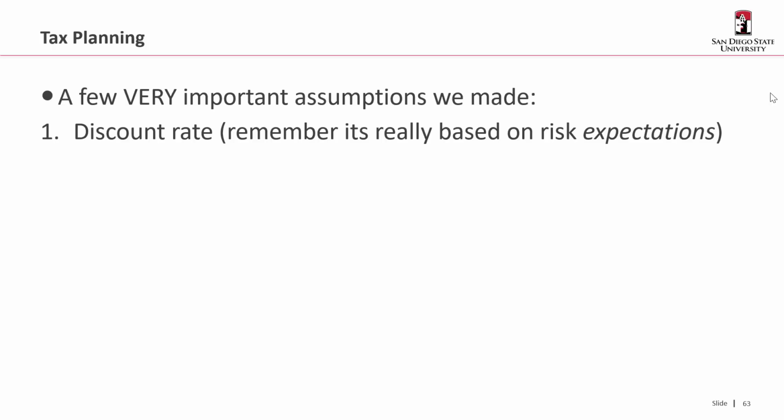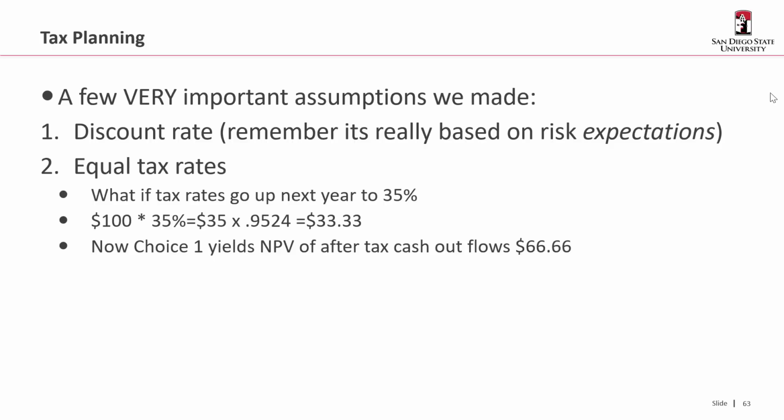So there's a few very important assumptions we made. And again, if you're not super familiar with finance, go out and watch the Khan Academy videos that I'll post. The one is the discount rate. So that's really based on our risk expectations, right? So discount rate is this idea of how much risk we're taking on by assuming we'll get that deduction in the future or get that payment in the future. Equal tax rates is the other assumption we made.